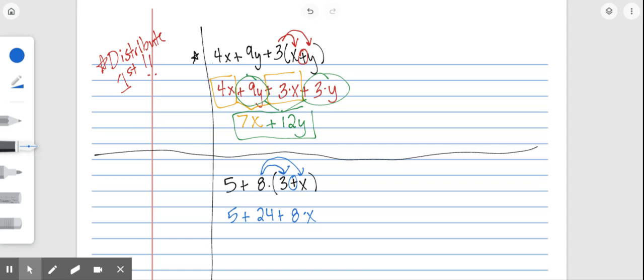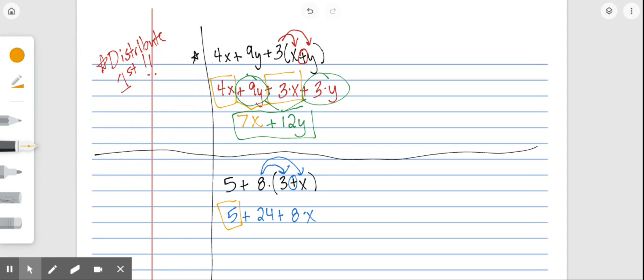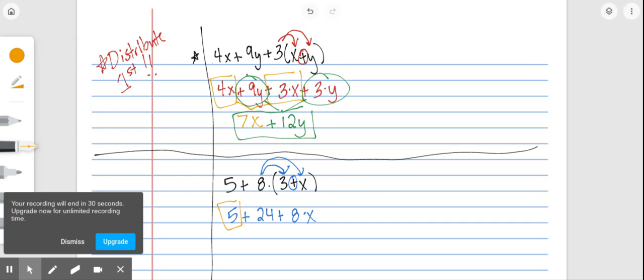Okay. And now I can combine like terms. Same idea as before. So I'm going to put a box around the first one. This is just a number without a variable. Are there any other numbers without a variable? Yeah, 24. 8x has an x on it, so I can't combine that, but I can combine 5 and 24. This becomes 29 plus 8x because it's all by itself. I can't combine it anymore. This does not become 37x because I can't combine x's and non-x's. They're not the same number. All right, that's it.